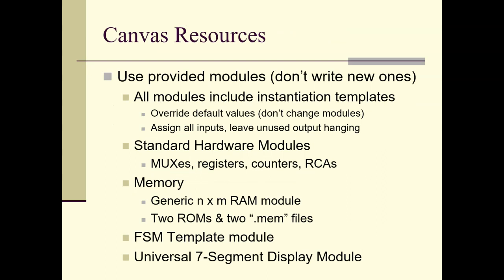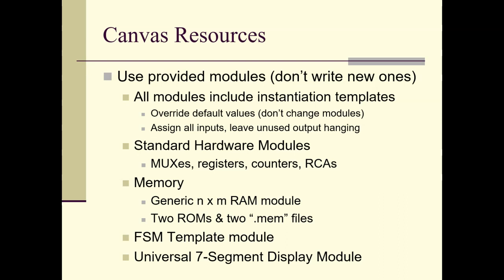Lots of resources on Canvas. When I say use all the standard modules, let's use them, plop them down there. It's kind of like a cut and paste. Just plop them down there. They are mostly generic templates, so instantiate them, and then override the default values. Do not change the modules themselves. And the issue here is for any time you drop a module down here, make sure all the inputs are assigned, and then you leave the outputs blank. Do not remove any line from the template.